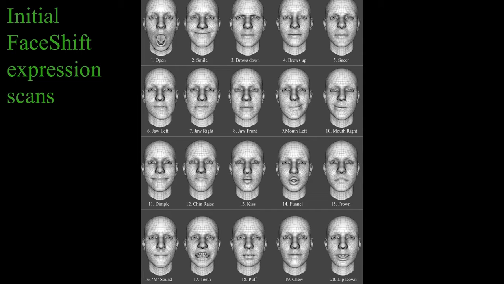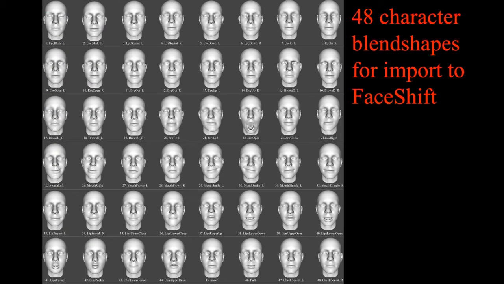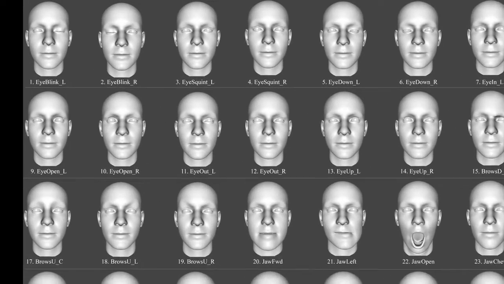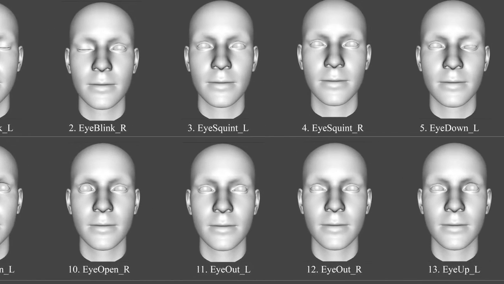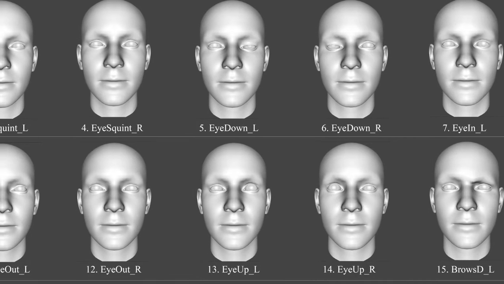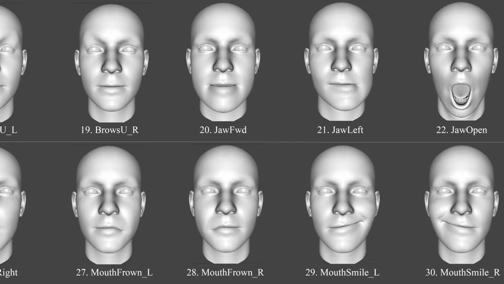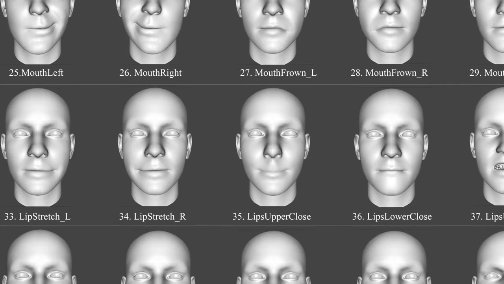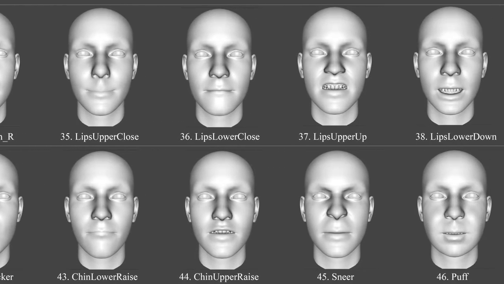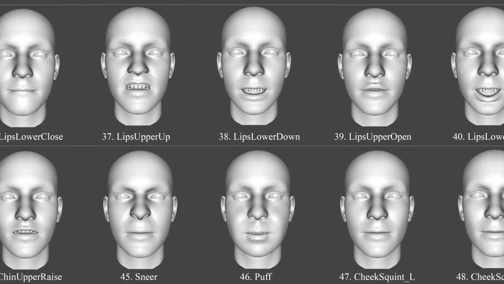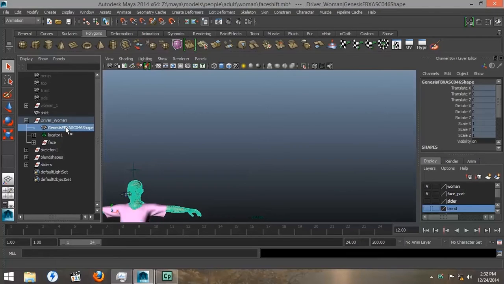Here I have a picture of the 20 faces that you initially have to plug in to faceshift to get it to map your expressions. This usually takes about 20 minutes. These are the 48 characters that we're going to have to make as blend shapes for our model. I've laid them out in a pattern of 6 rows with 8 expressions in each row. I've also numbered them and given them the correct nomenclature to line up with naming conventions in faceshift.